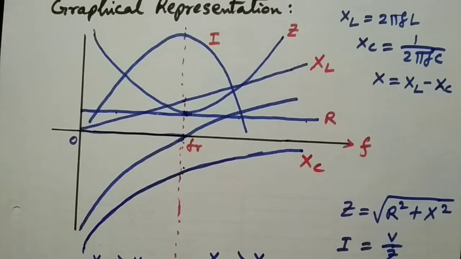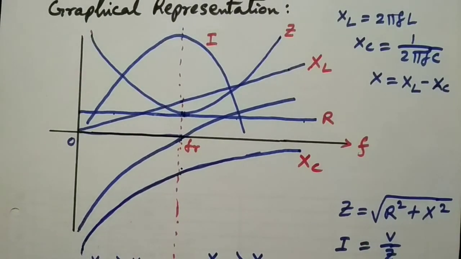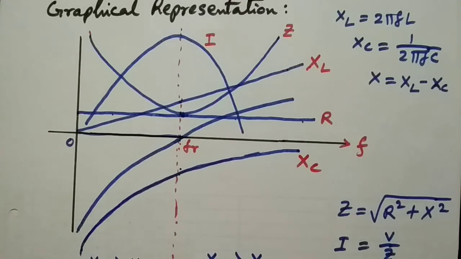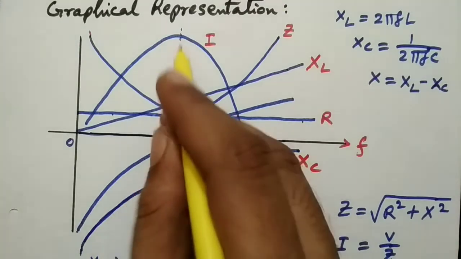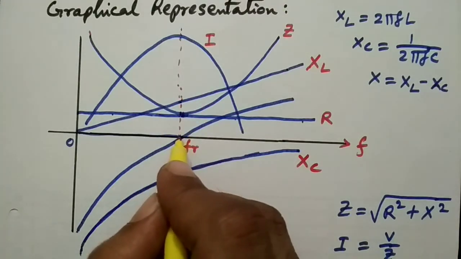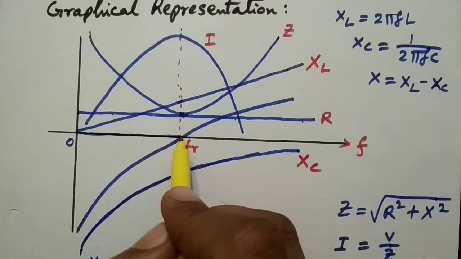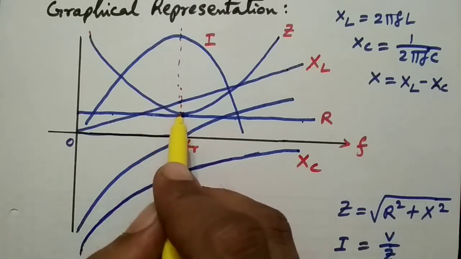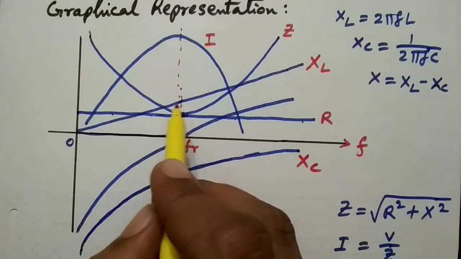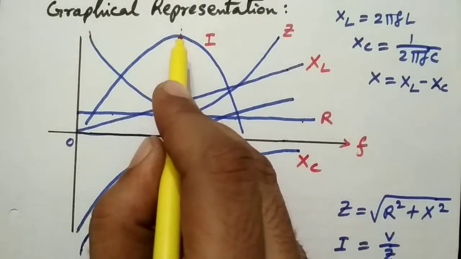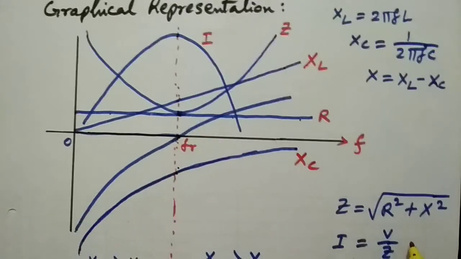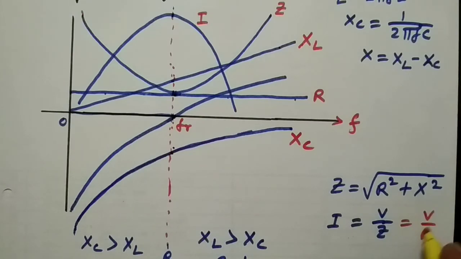So this is a complete graphical representation of a series RLC circuit, and here we can see that at resonant frequency XL is equal to XC, so the net reactance is 0, so the impedance is minimum, that is equal to R, and hence the current is maximum and that is equal to V upon R.